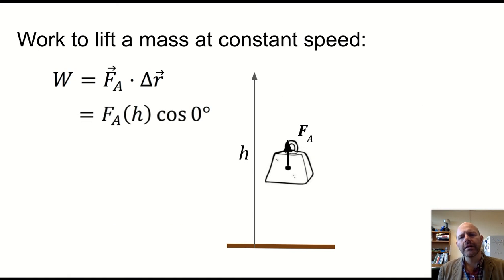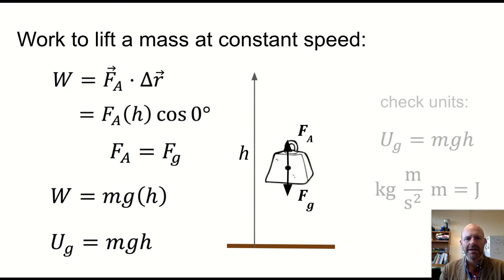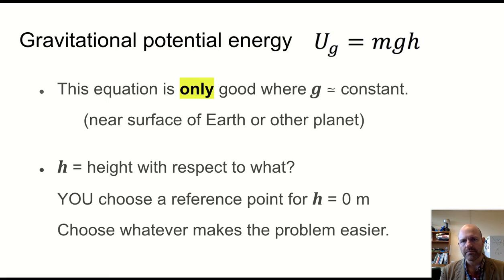Now, the formula that we come up with for gravitational potential energy comes from the fact that the minimum amount of force required to lift it is equal to the weight. And if we lift it at a constant speed, then those two forces will be the same. So the work done is equal to mg, the weight of the object, times h, the height you lift it up. And that all works out. That gives us units of joules.